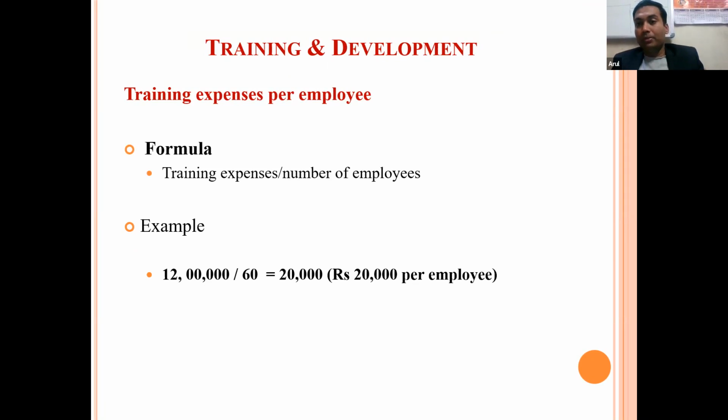So further you can go department wise also. 12 lakh rupees, 4 departments: marketing 3 lakhs, HR 7 lakhs, finance department 2 lakhs, operation department 2 lakhs. Okay. So if you go for the 60 people, 15, 15, 15, 15.